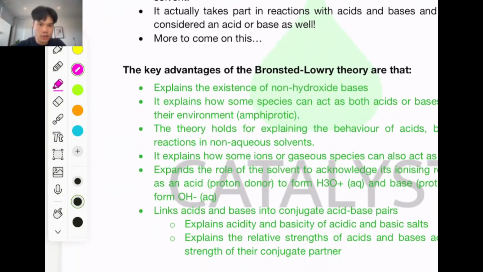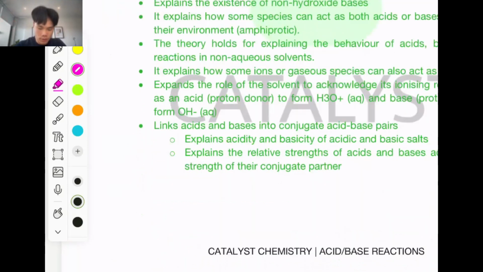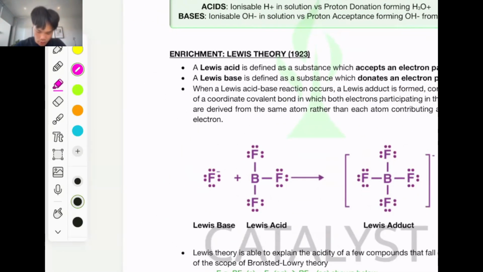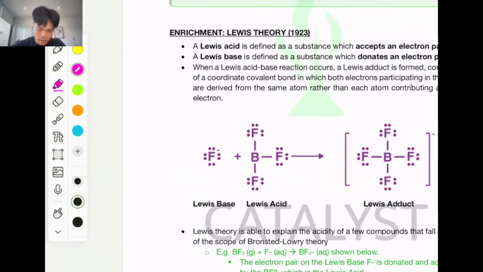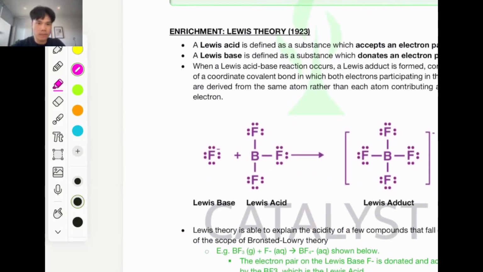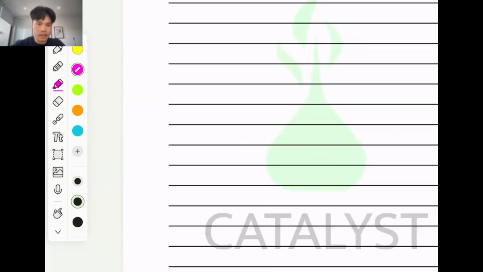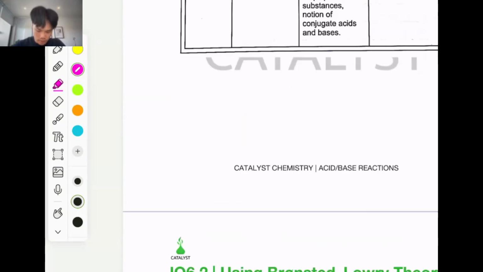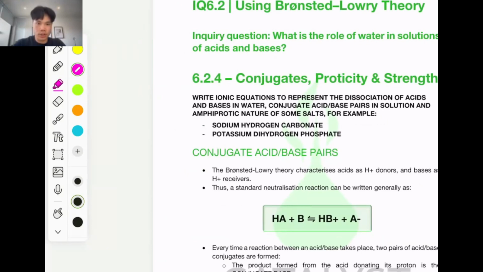Okay, some advantages of Bronsted-Lowry to finish off, and limitations before. There's a little bit about Lewis theory, but you don't really have to know too much into that. Maybe just understand what a Lewis acid and base is. That's probably enough. But they shouldn't really ask about Lewis acid and base. Okay, small summary table. And then we're on to the second inquiry question.